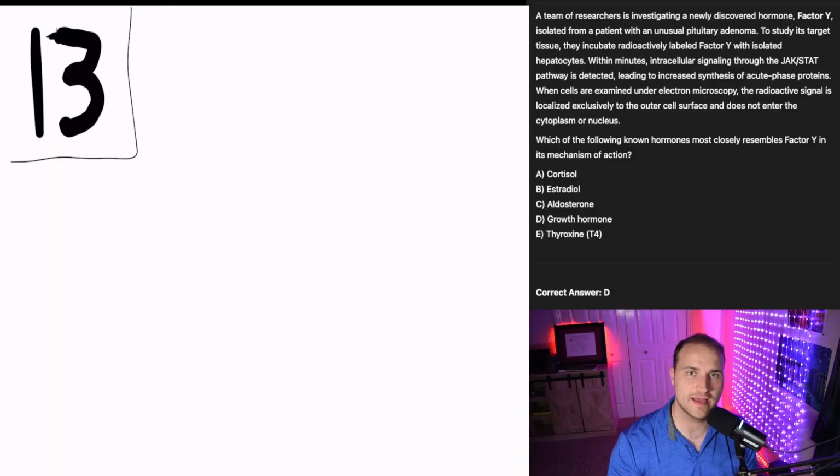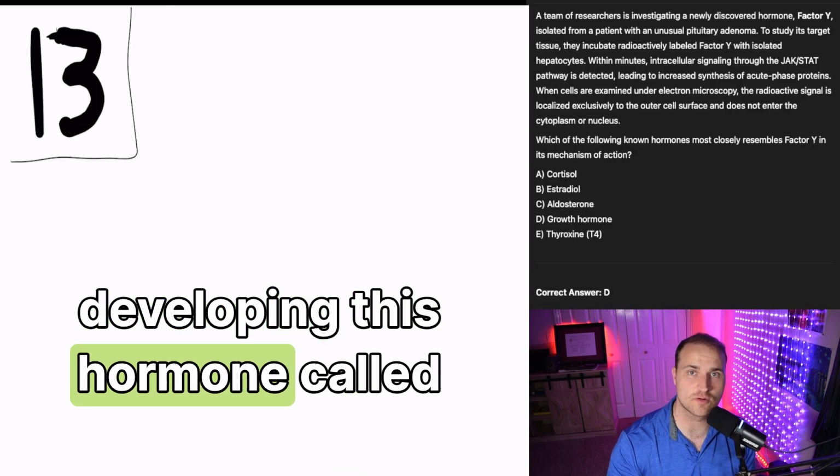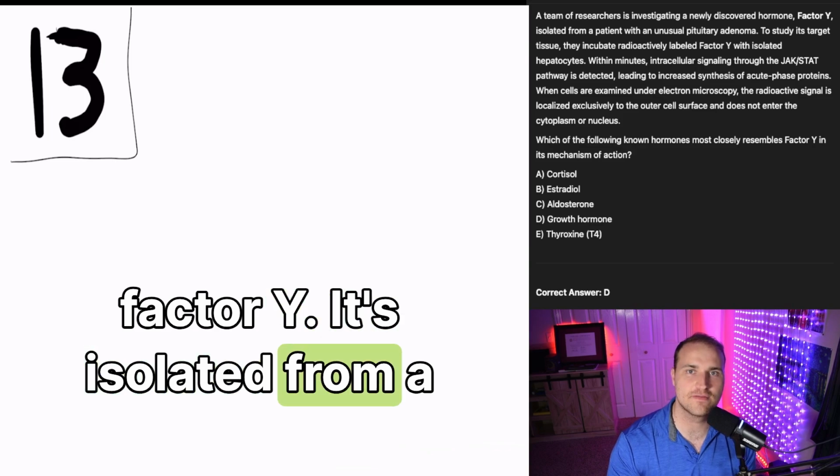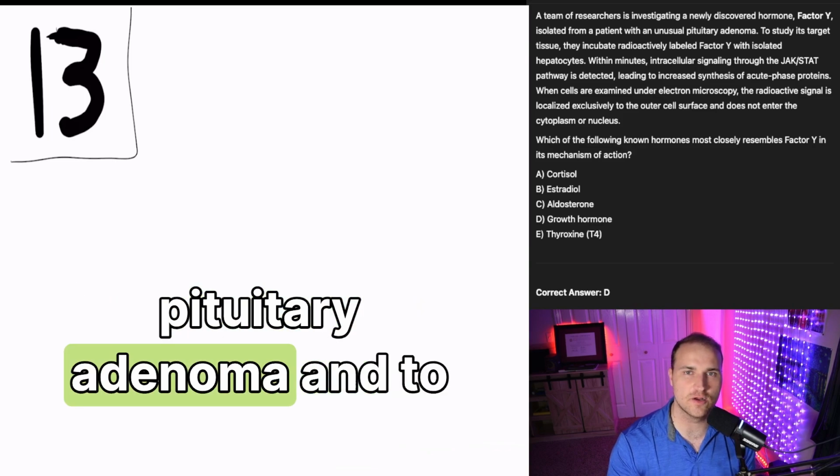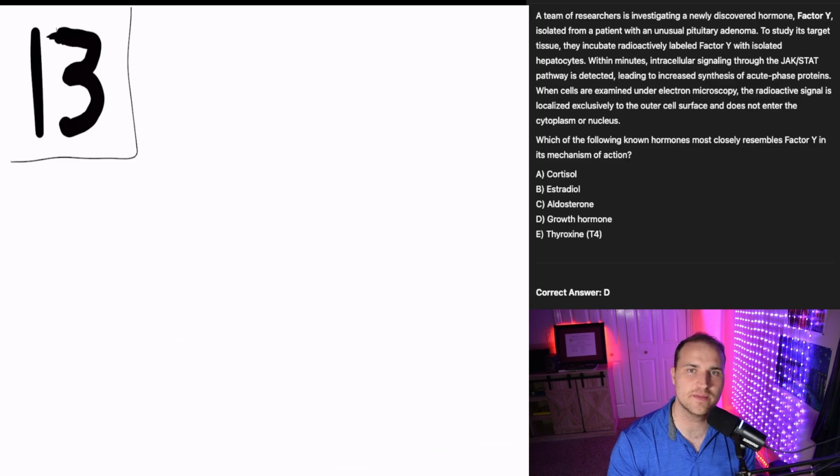Okay, so here we have a team of researchers that are developing this hormone called factor Y. It's isolated from a patient with an unusual pituitary adenoma. To study its target tissue, they incubate radioactively labeled factor Y with isolated hepatocytes. Within minutes, we see the JAK-STAT pathway is detected, and this leads to an increased synthesis of acute phase proteins. When cells are examined under electron microscopy, the radioactive signal is localized exclusively to the outer cell surface and does not enter the cytoplasm or nucleus. Which of the following known hormones most closely resembles factor Y in its mechanism of action?